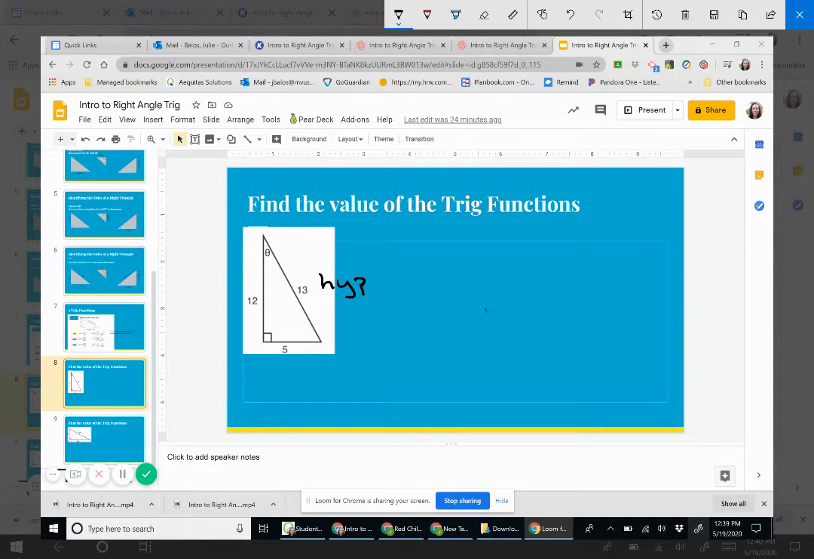Then find the opposite. Opposite is across from theta. So this is the opposite. Adjacent is next to theta and it's not the hypotenuse. So this one is adjacent.